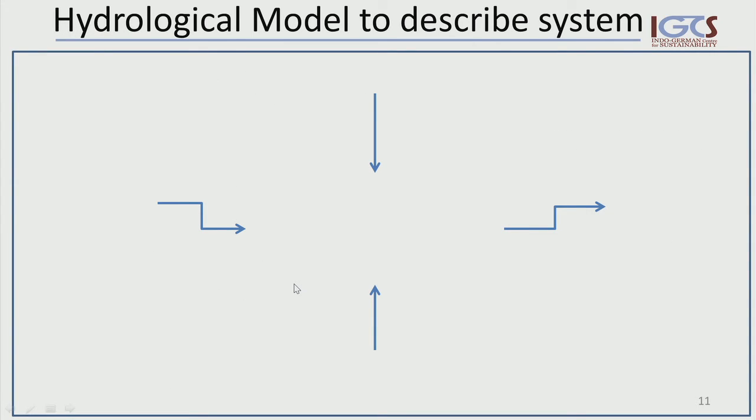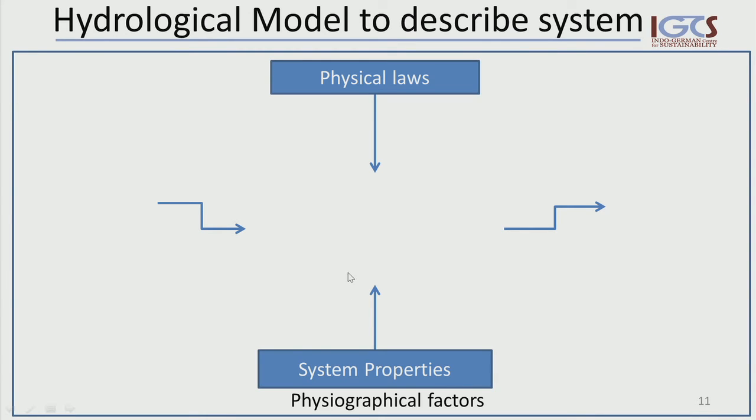Now let's simplify this in the following scheme, where we depart from our physical laws, and we depart from our system properties, our physiographical factors, our basin shape, our basin relief, for instance, climate factors, the vegetation, soil conditions, soil types. All of those are physiographical factors. And those we use to define our model structure, and also those define our model parameters.